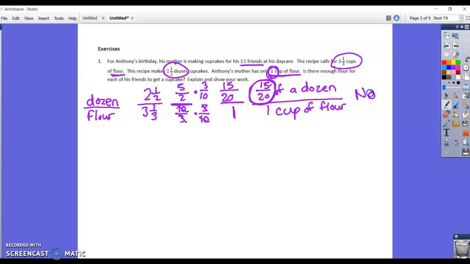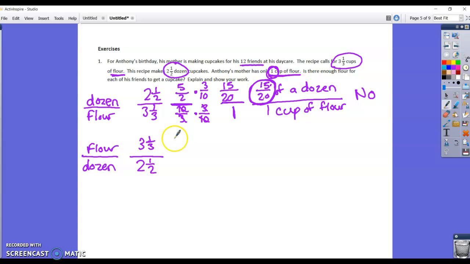No. As long as you're showing and explaining your work, then you can be correct no matter which way you do it. So let's show that. Let's prove it. Let's do it the other way. Let's do the amount of flour that we have per dozen. So the amount of flour that we had was 3 1/3. The number of dozens, 2 1/2.